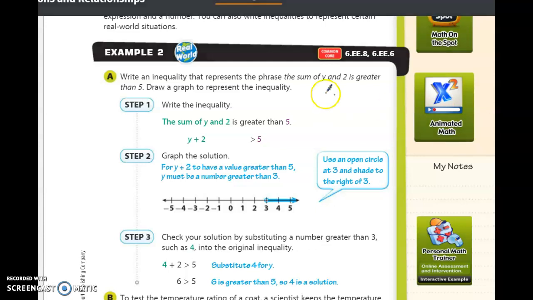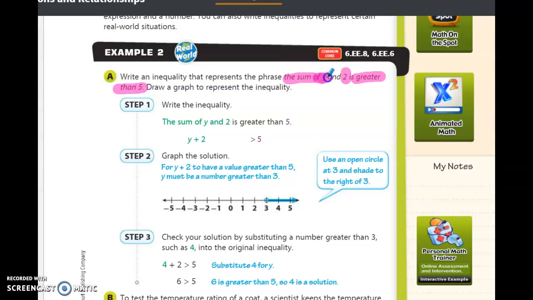And we know when we're dealing with an inequality, we're going to have a variable, some letter. In this case, we have a y. We're going to have a number that goes with it, and then we're going to have an operation. Well, when we see this word, the sum, we know we're adding. And then we have our inequality symbol, greater than, and 5.